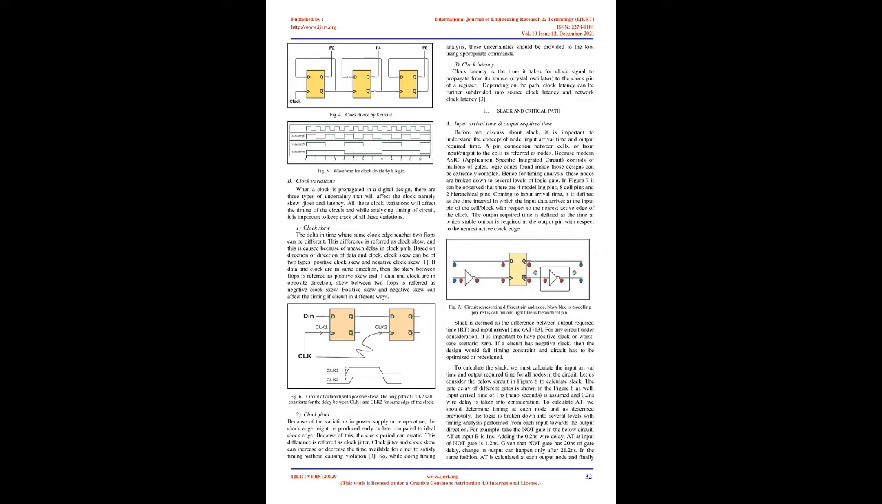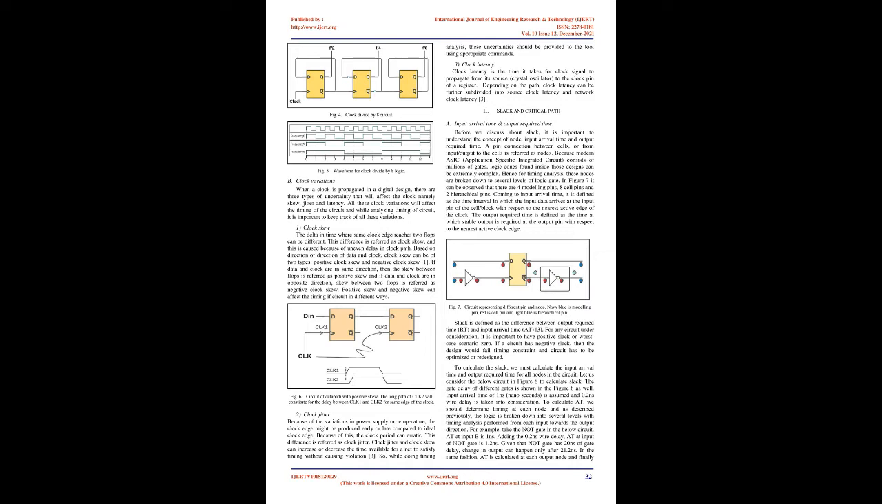1. Clock skew. The delta in time where same clock edge reaches two flops can be different. This difference is referred as clock skew, and this is caused because of uneven delay in clock path. Based on direction of data and clock, skew can be of two types, positive clock skew and negative clock skew. If data and clock are in same direction, then the skew between flops is referred as positive skew, and if data and clock are in opposite direction, skew between two flops is referred as negative clock skew. Positive skew and negative skew can affect the timing of circuit in different ways.